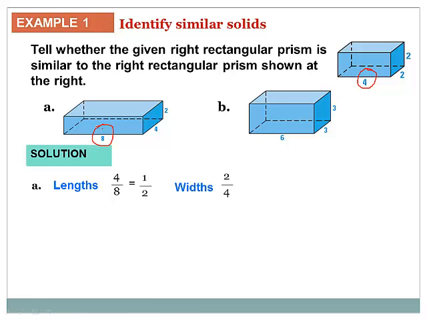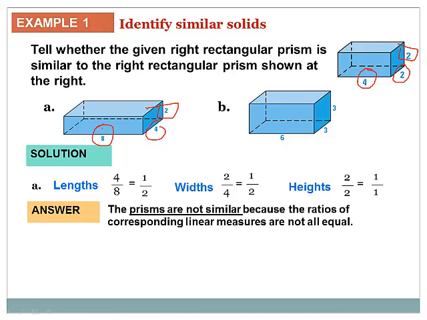The next one we're going to do is the width. We start here with the figure at the right, going 2 to 4. So 2 to 4, that's also 1/2. And then finally we're going to get the heights. The heights are 2 to 2, so here's the height, 2 to 2. That has a scale factor of 1 to 1. Therefore, that is not a similar figure. These two solids are not similar because the ratios of all the corresponding parts are not equal.